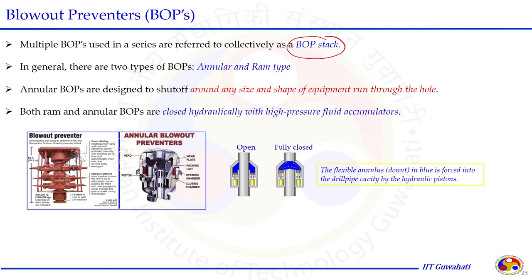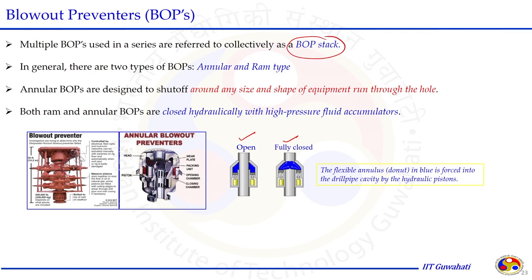In general, there are two types of BOPs, annular or ram types. Annular BOPs are designed to shut off around any size and shape of equipment run through the hole. Both ram and annular BOPs are closed hydraulically with a high pressure fluid accumulator. So in control language, they can be open or fully closed. So when they are pressurized, they are either fully open or fully closed. That kind of operation can be performed with the help of the high pressure fluid accumulator, which has nitrogen pressure cylinders at a very high pressure, and those can be used to perform the blowout preventer operation.